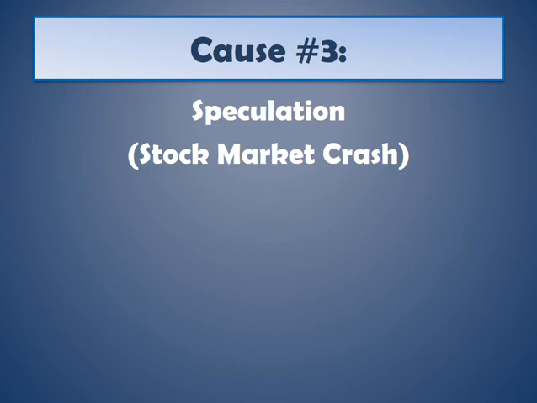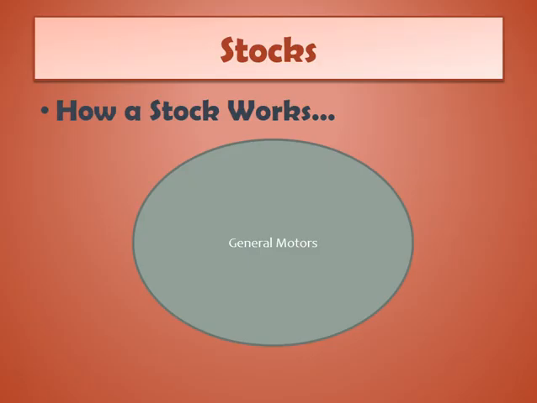The third cause of the Great Depression is speculation, or what we would sometimes call the stock market crash. Speculation is what causes the stock market crash. So first of all, let's look at a basic overview of how a stock works. Let's say General Motors is our entire pie here.